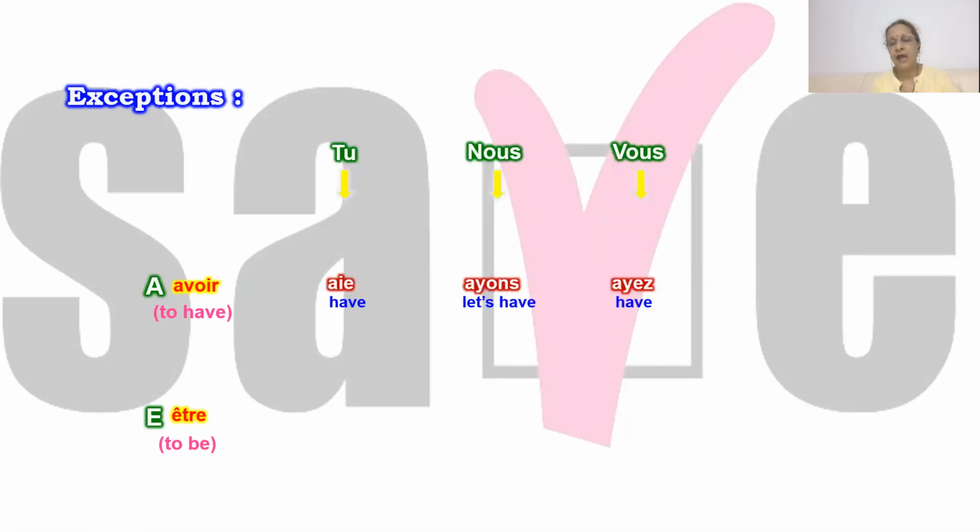I will use aie, ayons, and ayez. Have, let's have. Similarly, for être, the present tense conjugation of être is tu es, nous sommes, vous êtes. But if I want to give an order, be happy, I will not use this present tense conjugation because être is an exception for imperative and I will use sois, soyons, and soyez. Be, let's be, and be. So two exceptions, être and avoir. Imperative form of être: sois, soyons, soyez, and avoir: aie, ayons, ayez.